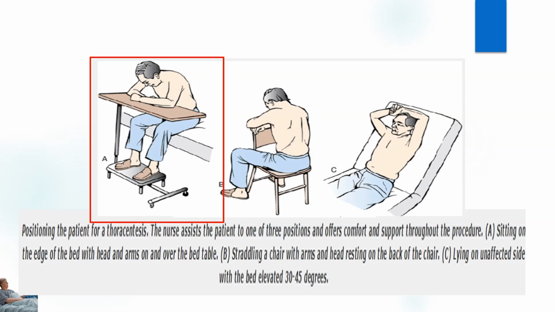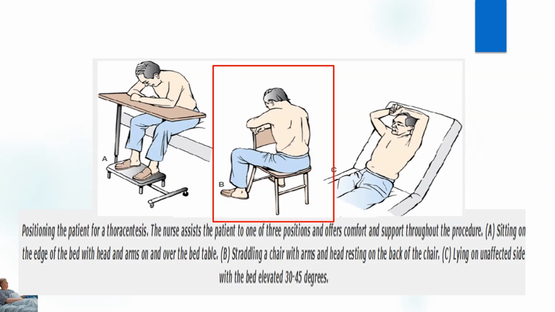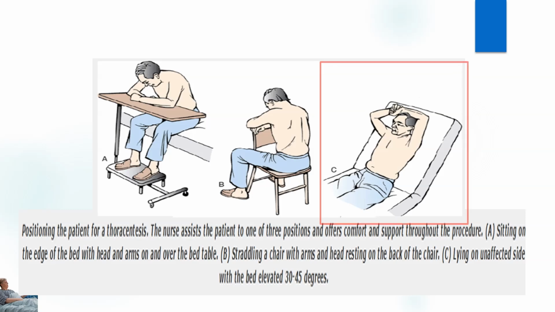The first position is sitting on the edge of the bed with head and arms on the overhead table. Second is straddling a chair with arms and head resting on the back of the chair. Third one is lying on the unaffected side with the bed elevated 30 to 45 degrees.